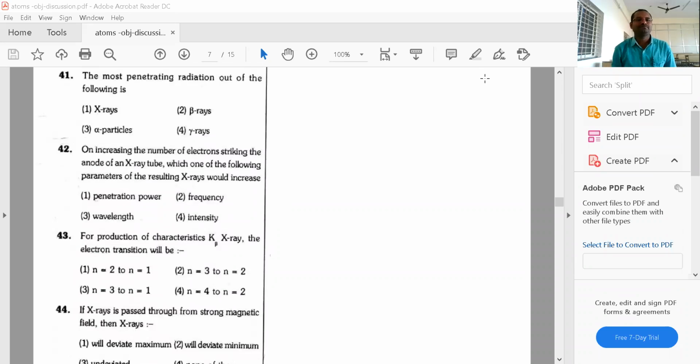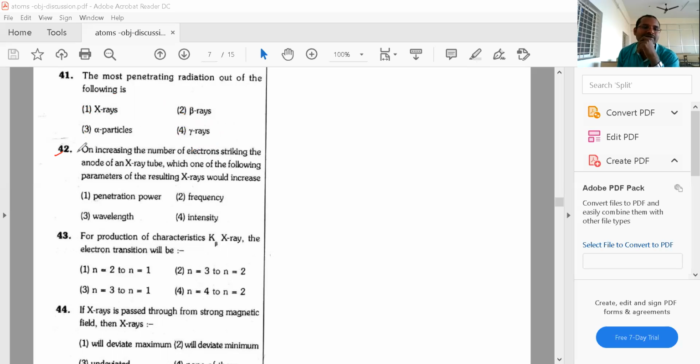Question number 41. The most penetrating radiations out of the following. Beta rays wrong, alpha rays wrong, X-rays is, but more than X-rays, gamma rays will penetrate. So option 4 is the right answer. If gamma rays are not there, then we can tick X-rays because gamma rays have the highest frequency. Frequency is more means penetrating power will be more. So gamma rays are the most penetrating radiations.